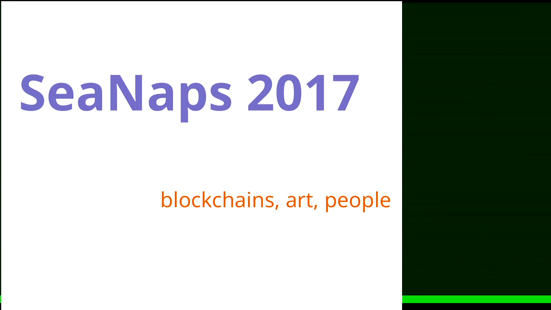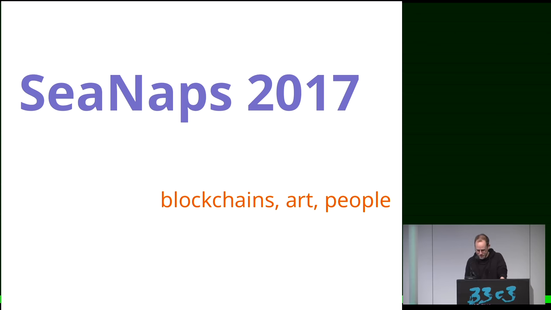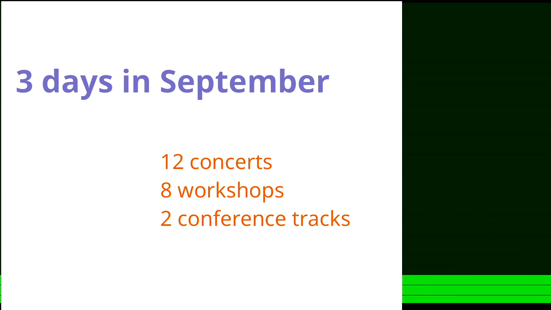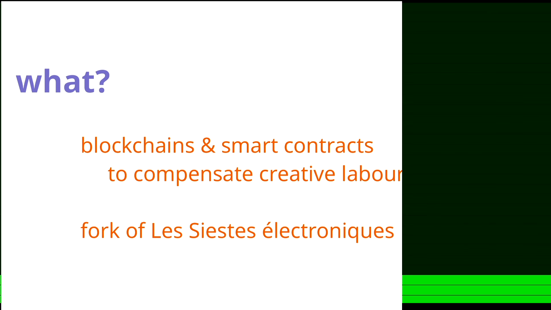All right, let's go. Okay, good morning, beautiful people. So I'm talking about Synapse. It's basically blockchains, art, and people. So a quick rundown. It's going to be a three-day festival in September in Leipzig, with 12 concerts so far, 8 workshops, 2 conference tracks. And you're wondering, what?